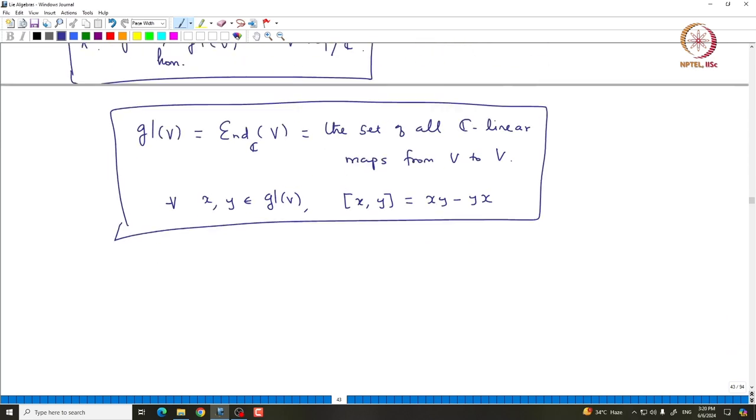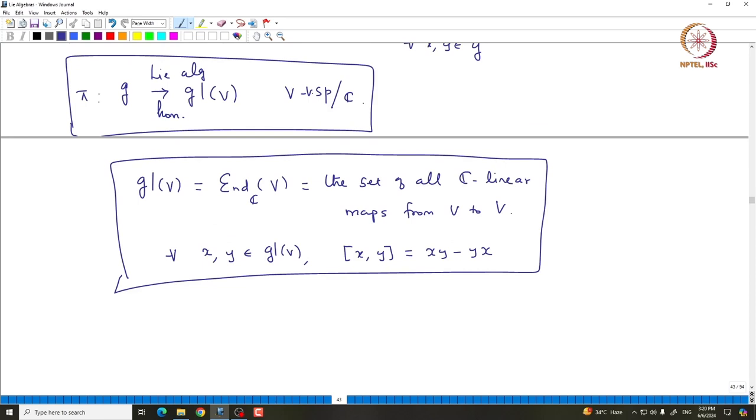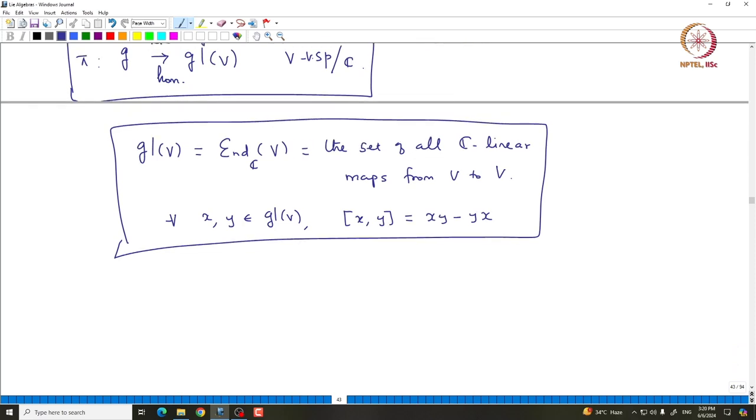There is another language that is also used in the literature, which is called G modules. Going from G representation to G module, there is a dictionary. More or less, both languages are similar, but sometimes it will be convenient to use the other language. For that purpose, I also want to define what a G module is, and we will also see the correspondence between G representations and G modules.